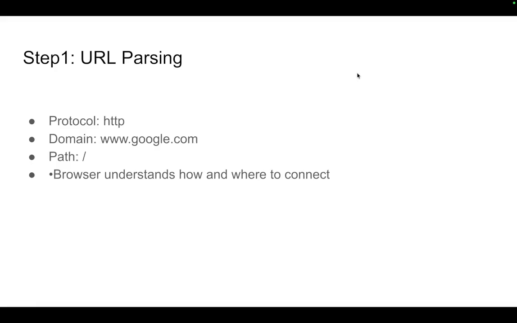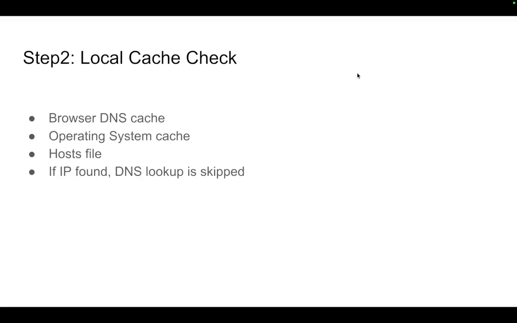Let's have a look into the detailed workflow. The first step would be URL parsing. The protocol is HTTP, the domain name is google.com, the path is /, so the browser understands how and where to connect. Step 2, local cache checking. A browser DNS cache check would be performed, or if the operating system has the cache record, it would check the hosts file. If the IP is found, the DNS lookup is skipped.